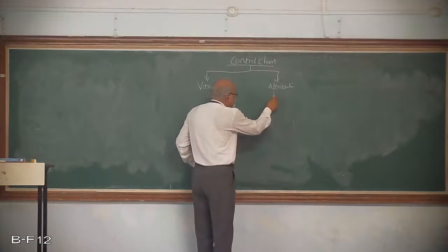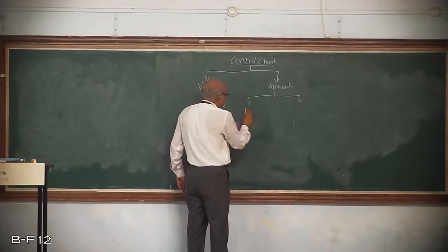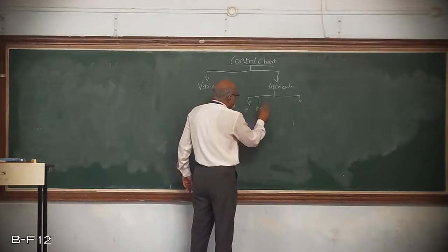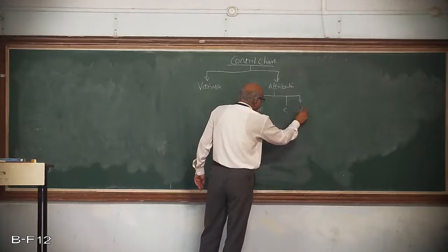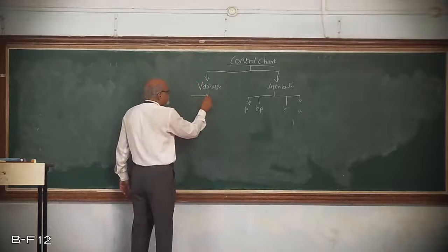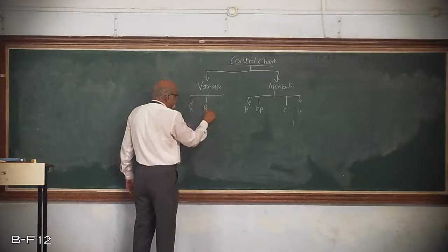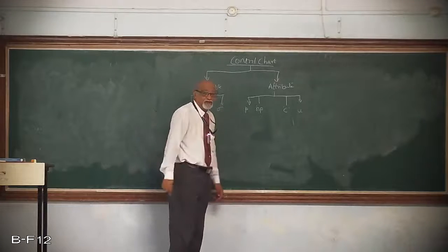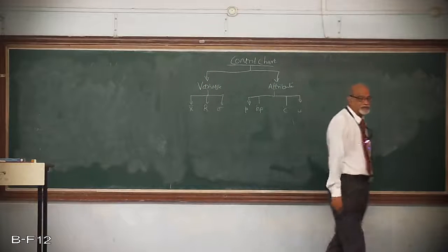The attribute control charts are of four types. One is the P chart, another one is the NP chart, the third one is the C chart, and the fourth one is the U chart. Whereas in the case of control charts for variables, we have seen the X bar chart, the R chart, and the sigma chart. Now, what is the difference, and when should we go for control charts for variables and when for control charts for attributes?